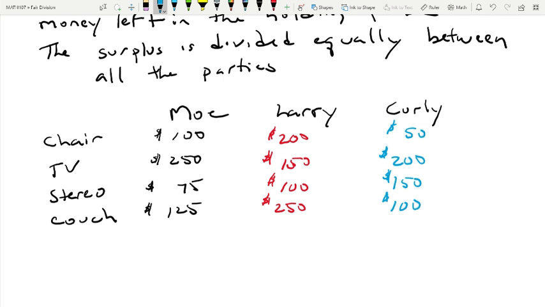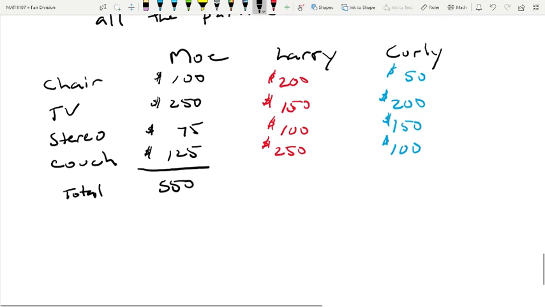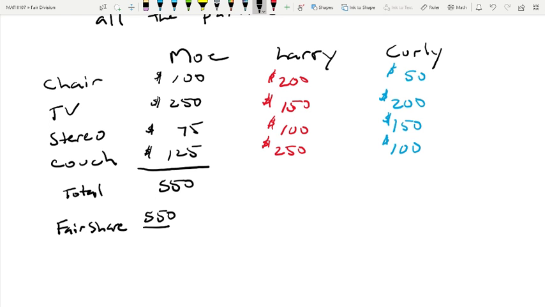So they each put in their bid, and now each one has to figure out their fair share. What happens is you get the total. For Mo, his total is $550, and his fair share is going to be 550 divided by 3, so his fair share is 183.33.